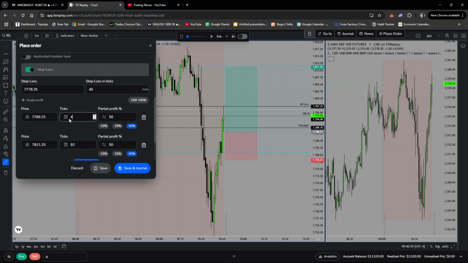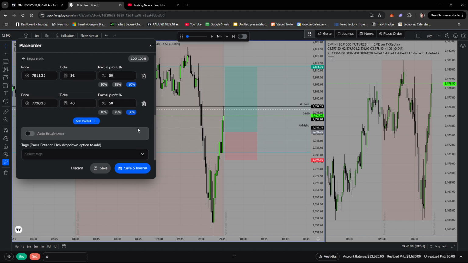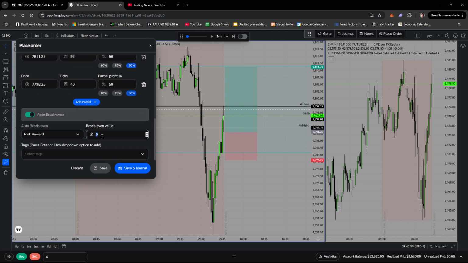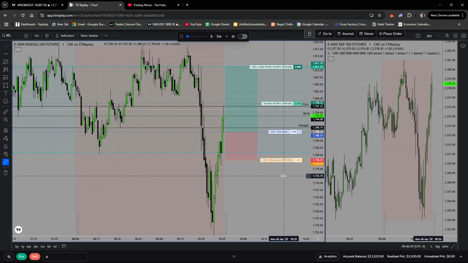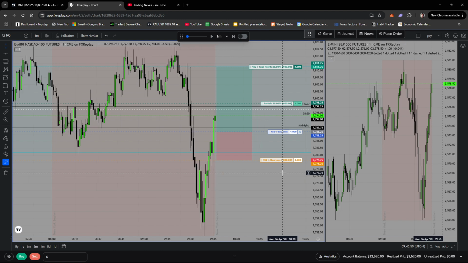We're also going to take partials at a 1-to-1. So 40 ticks, we're going to secure 50%. My bad. 40 ticks will secure 50% of the position. That's the initial take profit. This is the partial. Okay, that's good. Also want this auto break even at 0.9 RR. So let's save this. Good.